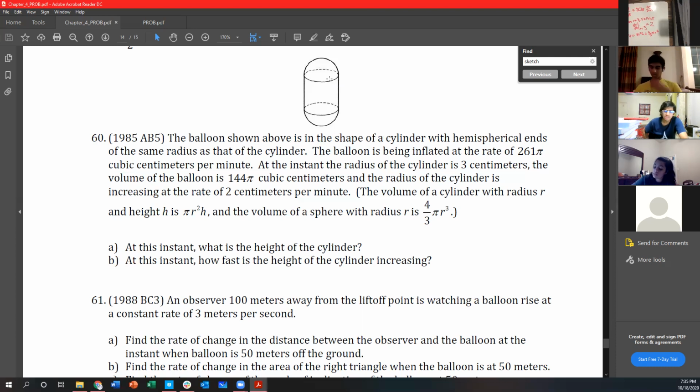All right. What do we suggest we do next? What would be a reasonable thing to do next? Find dV/dt, the rate of change of the total volume of the entire figure.